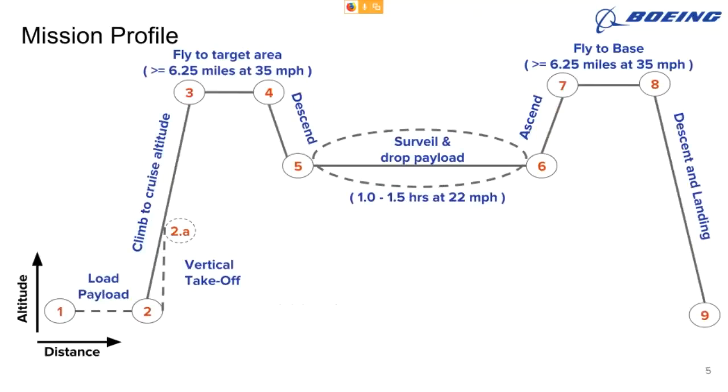This slide shows our mission profile, where we will insert the payload into the UAS, climb to our cruise altitude via either hand launch or vertical takeoff, and then fly to the target area at 35 miles an hour, and then descend to a lower height to survey and drop the payload. And then once the mission is complete, reascend, fly back to base, and descend and land.